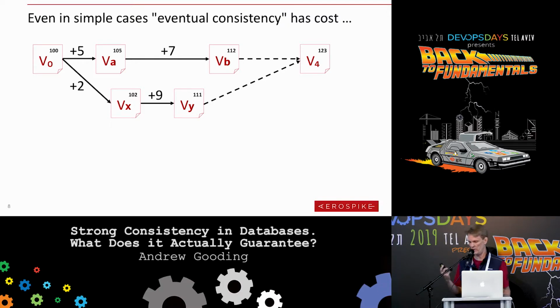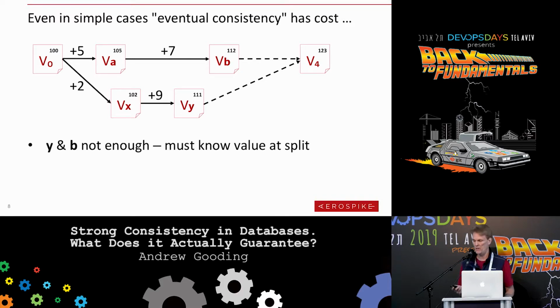And suppose that our operations are just arithmetic additions or maybe subtractions. So if at version 0 the value is 100, you have +5, +7 in one split, +2, +9 in the other. If you were to achieve eventual consistency here, when they merge back together, you need the value 123 to show that all of those ops happened. But the key thing to note here is that version B and version Y, which are what you have at the end of each split, are by themselves not enough to generate the V4 value. You have to know what the value was when these things split.